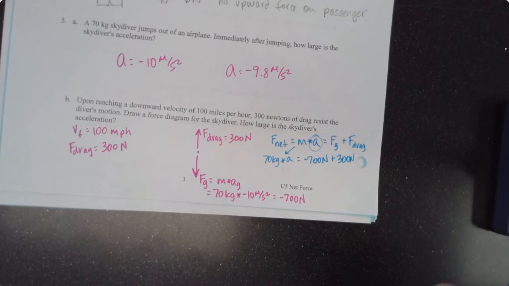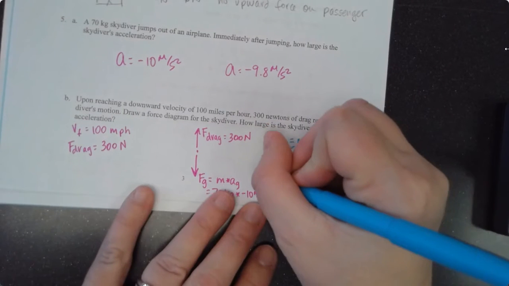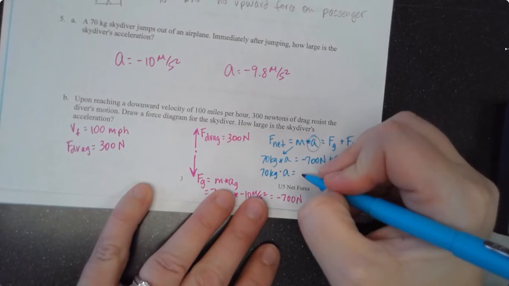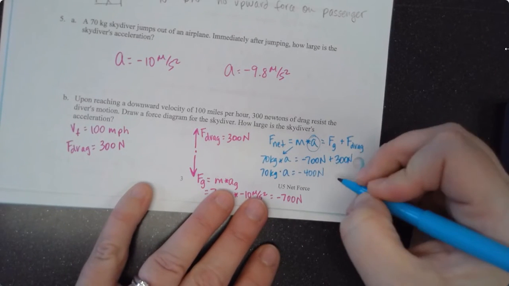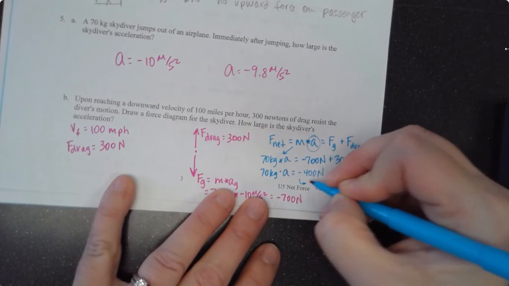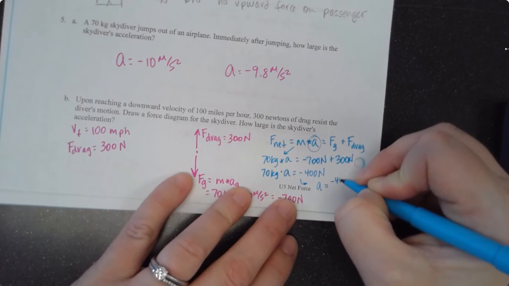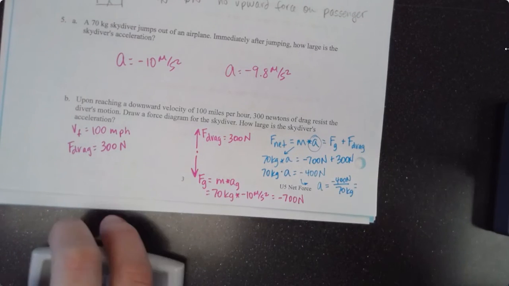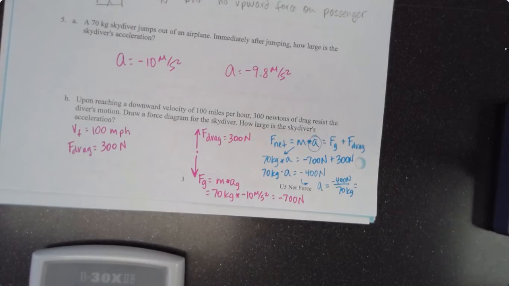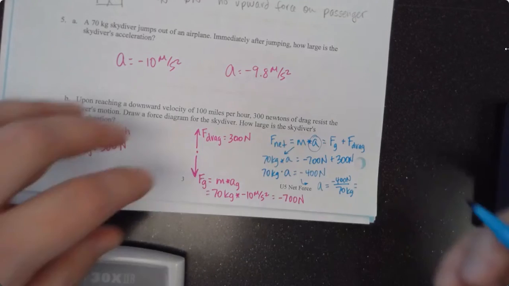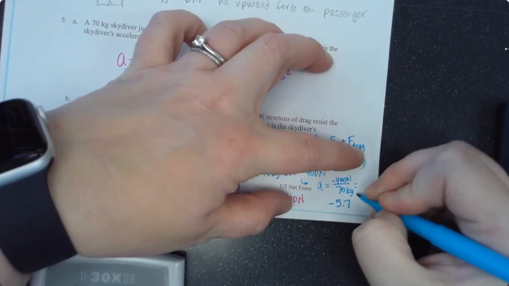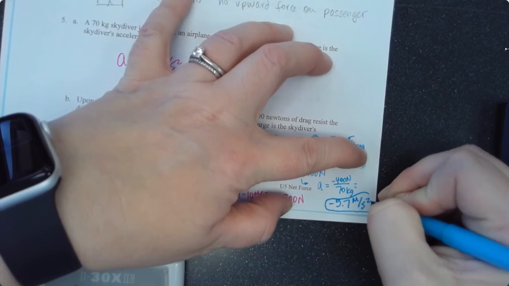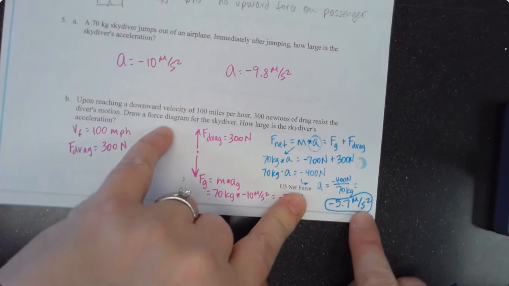Doing okay so far? So I've got 70 kilograms times acceleration equals minus 400 newtons. So acceleration equals minus 400 newtons over 70 kilograms. So I got minus 5.7 meters per second squared. It's always important to have those units. And since it's acceleration, I know that they're going to be meters per second squared.